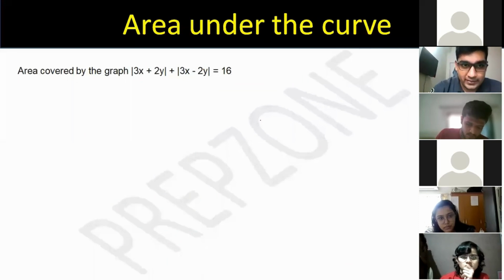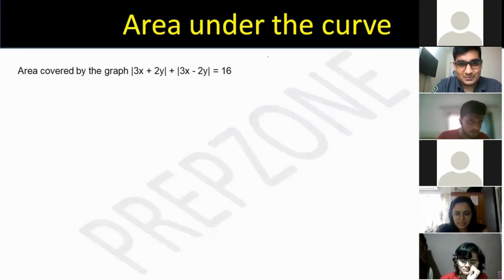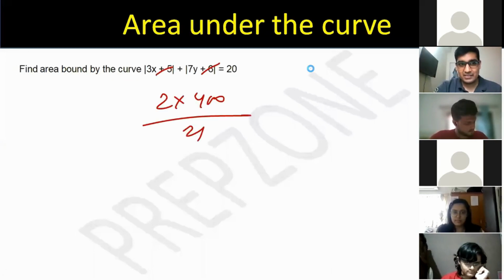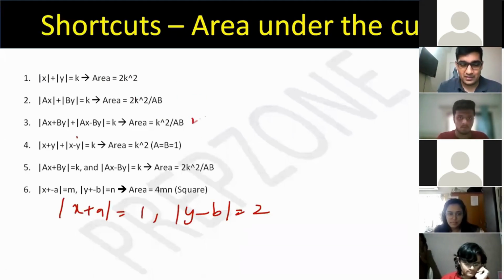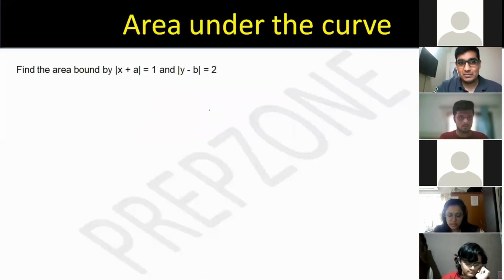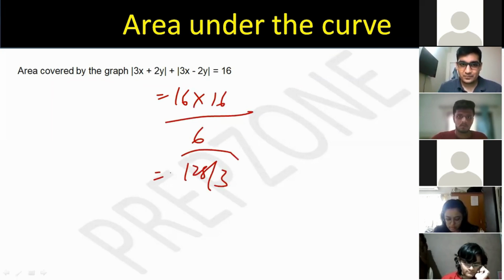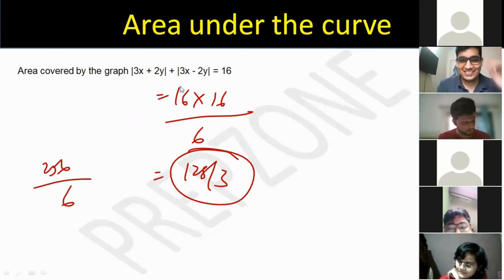So moving further, solve this. This is sad. I'm getting so many answers. 256 by 6, 128 by 6, 256 by 9. Come on, it's simple k square by AB. It's not 2k square by AB. It is the form number 3rd. You guys have it written in your notebook. It is this form. It's a very simple question. K square by AB. 16 into 16, 256 divided by 6, right? Yes, divided by 6. So this is 128 by 3. Or 256 by 6. Come on.